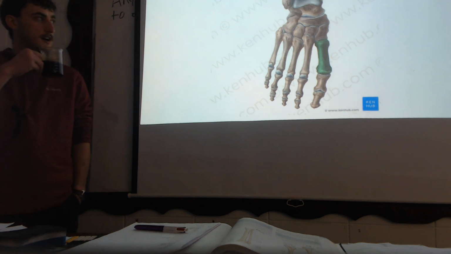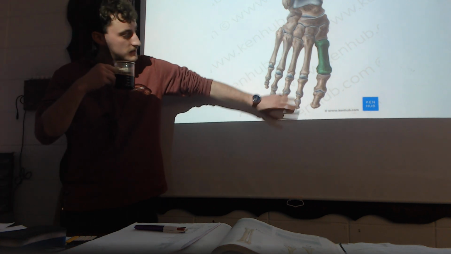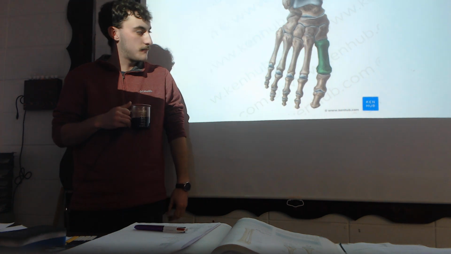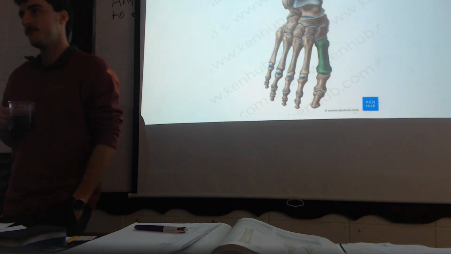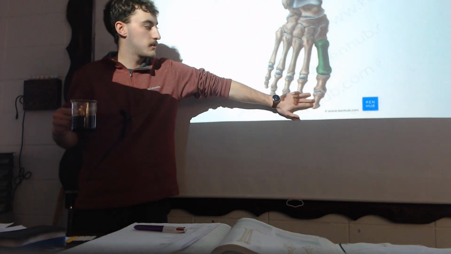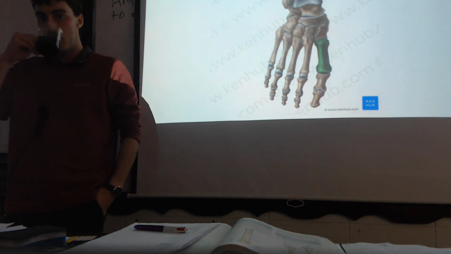Which one's the big toe? Wow, that's a dumb question. How do I want to say this? Note that there's only two phalanxes on your big toe. Same thing with your thumb. There's only two. There's not a third knuckle in there. So what would this one be called? Okay, cool.